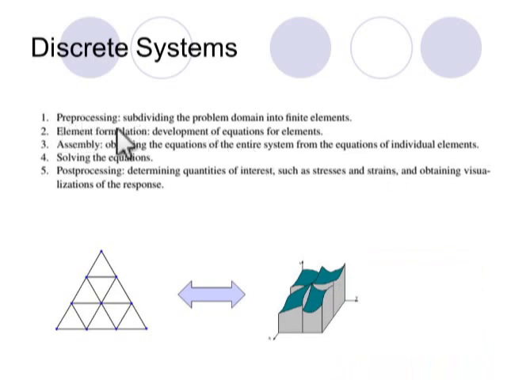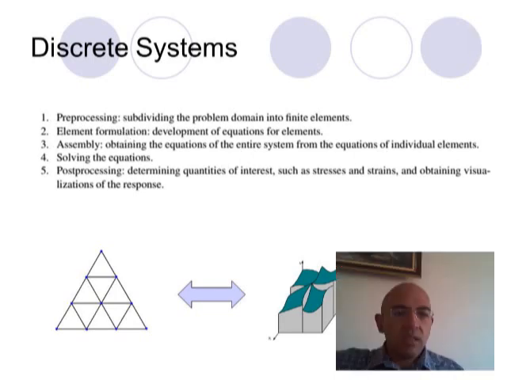So the first step is the preprocessing. Basically we have a geometry, and what we do is we divide this geometry into sub-geometries and we call these domains. So we have a domain, which is, for example, our object. If you are making an analysis of a nut, it is the nut, or if it is the wrench, it's the wrench.